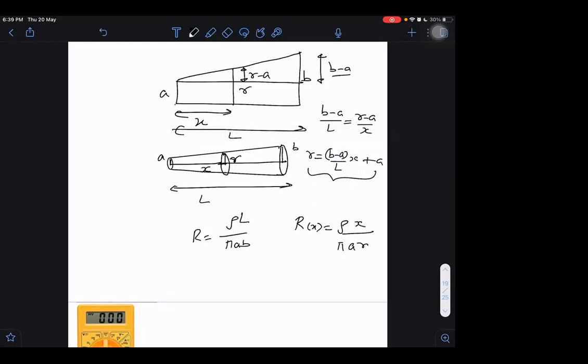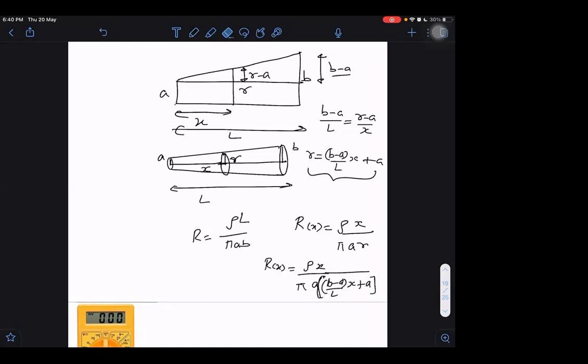Correct. Once we know this R value, what is the resistance as a function of x? That is rho x upon pi into A into R. Substitute the value: B minus A by L into x plus A. It looks very complicated, but understand it is not that difficult to find out. I think I should not write that complicated expression. It looks scary. You can just remember the other one and you can always put the value in this. I will not write it. Okay, so this is enough.